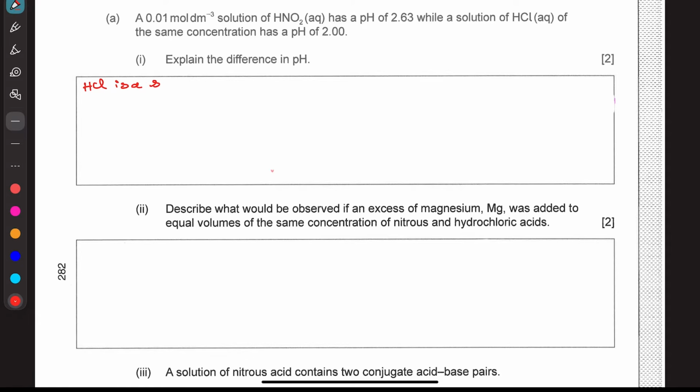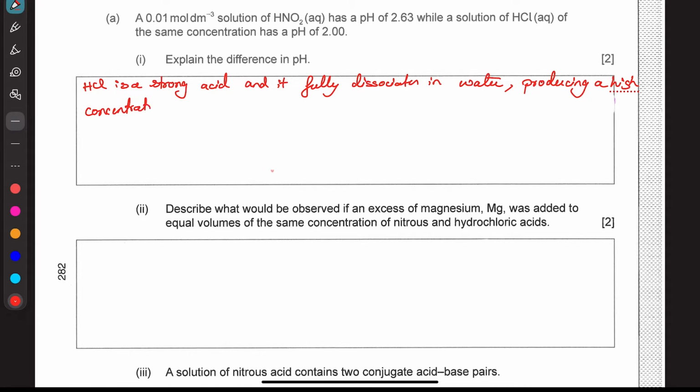HCl is a strong acid and it fully dissociates in water, producing a high concentration of H plus ions and hence giving a lower pH.